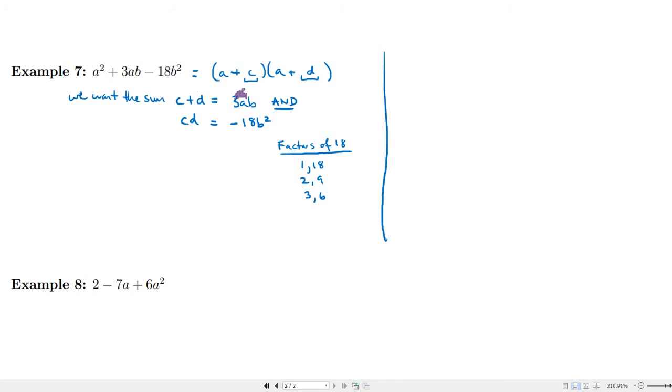And which ones are going to give us a 3? Well, which ones are 3 apart from each other? It looks like 3 and 6, right? These two are 7 apart from each other, and these are 17 apart from each other. So it doesn't look like we're going to be able to produce a 3 with any other factors. So if we want positive 3, then that means we want to give 6 the positive and the 3 the negative, so that when we add them, we'll get 3.